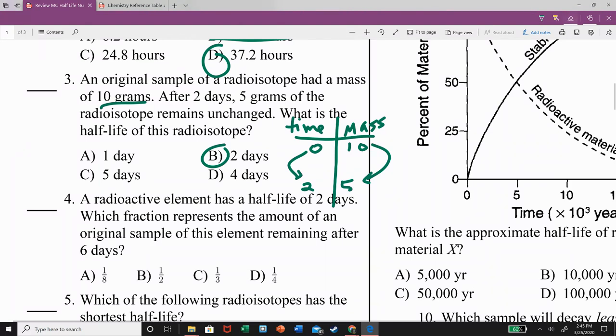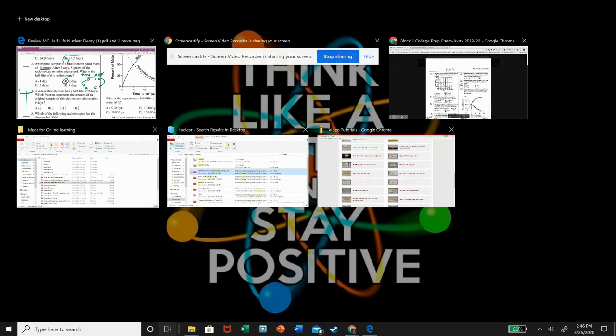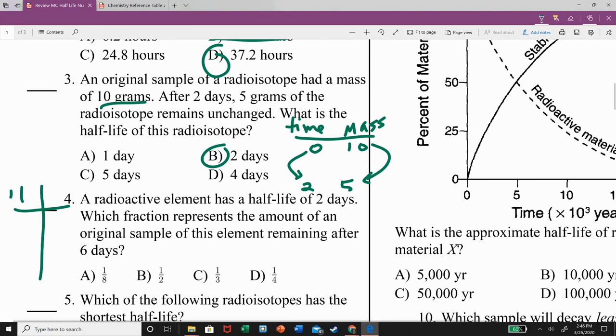Let me just do a little bit of erasing here. Okay. Has a half-life of 2 days. Which fraction represents the amount of the original sample of this element remaining after 6 days? Okay, so I'm just going to set up a chart over here just so it doesn't get in the way of anything else. All right. Oh, sorry, I'm too close to the edge of my screen. That's why. All right, so time and mass. All right, sorry for the messiness.